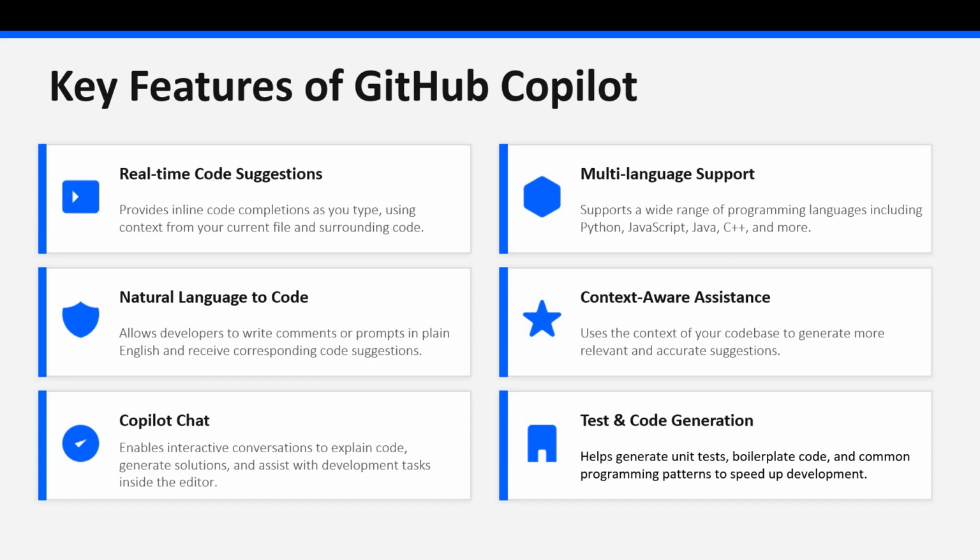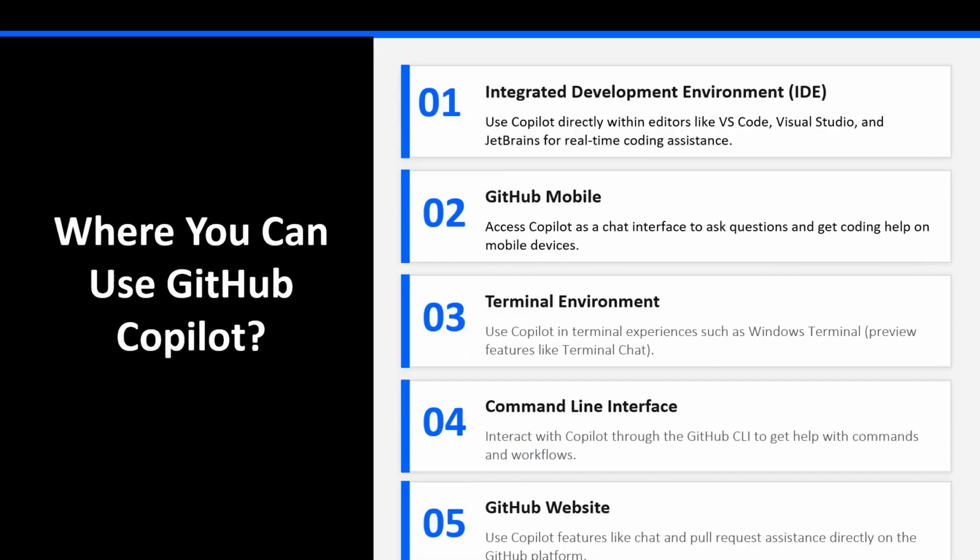Next we have context awareness assistance. It uses the context of your code base to generate more relevant and accurate suggestions. After that, test and code generation is also very easy, because it helps generate unit tests, boilerplate code and common programming patterns to speed up the entire development process. So these are some of the most important and useful features of GitHub Copilot.